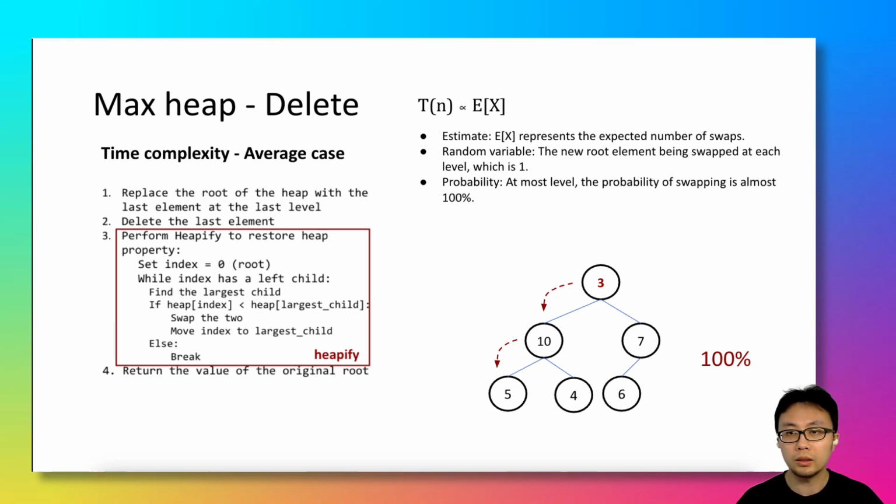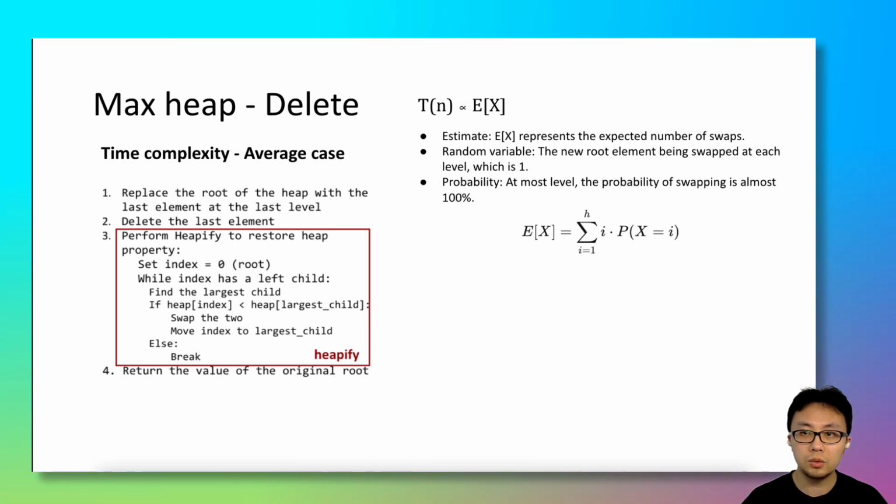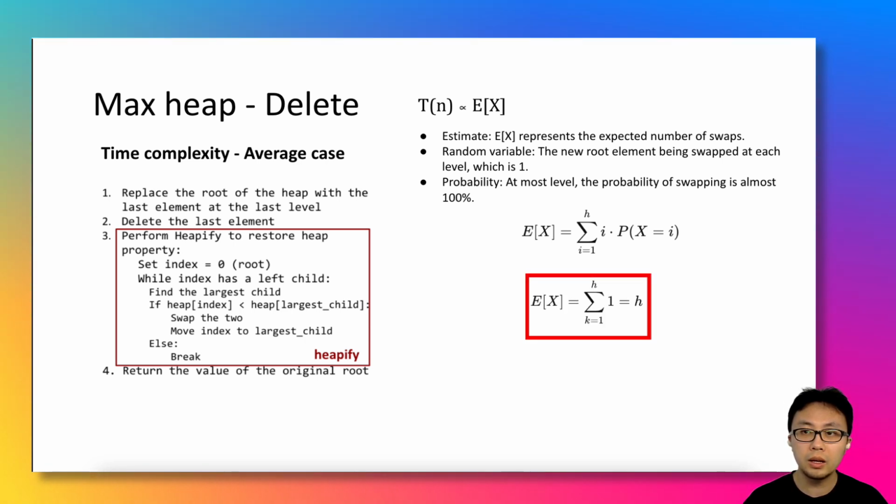Based on that, we can start computing the expected number of swaps. The way that you compute an expected number stays always the same. It's the sum of the set of items. Each item is the product of the random variable and its corresponding probability. When we plug in all the numbers, we will have this. Since both the random variable and the corresponding probability at each level are ones, we are essentially adding up a bunch of ones. And how many are there? The same as the height of the heap.